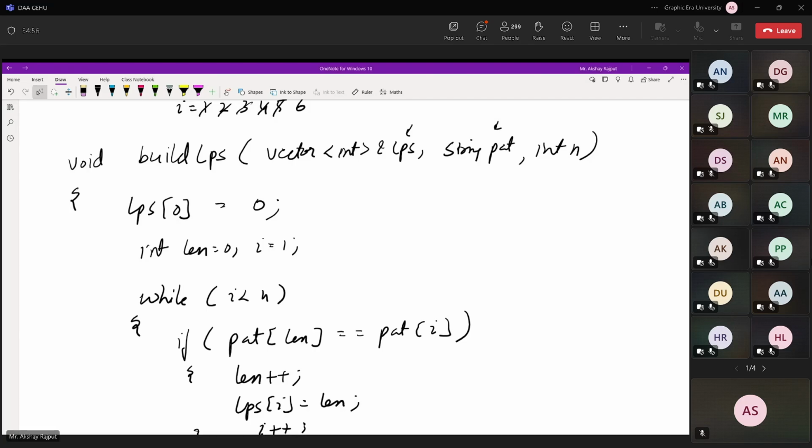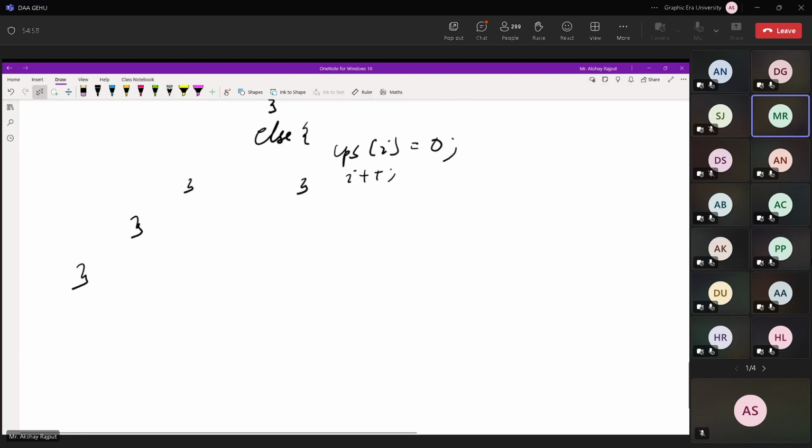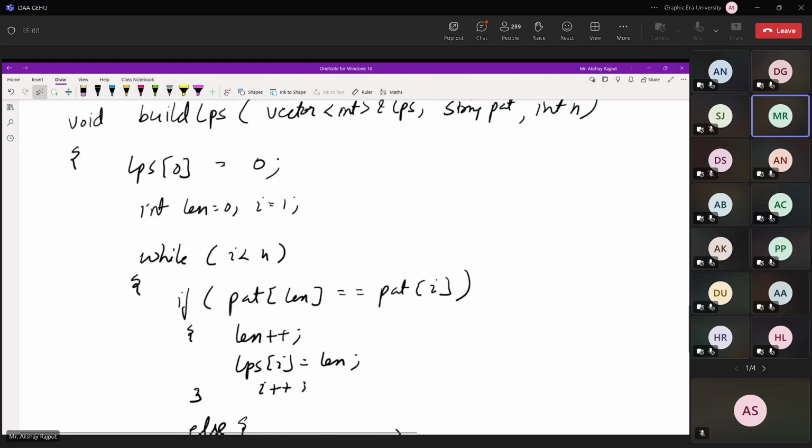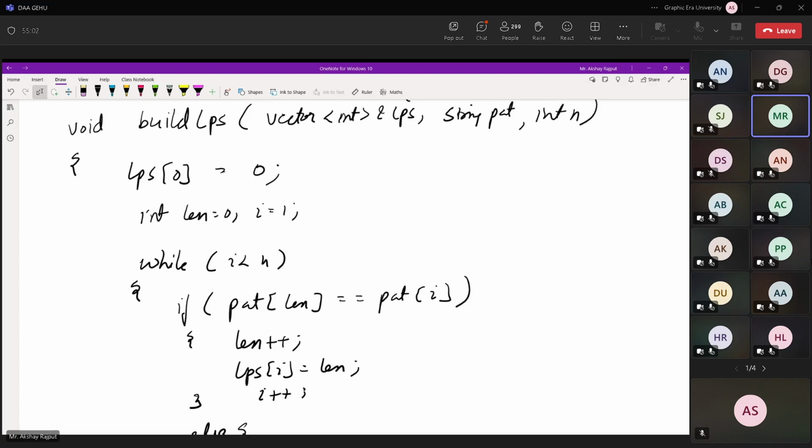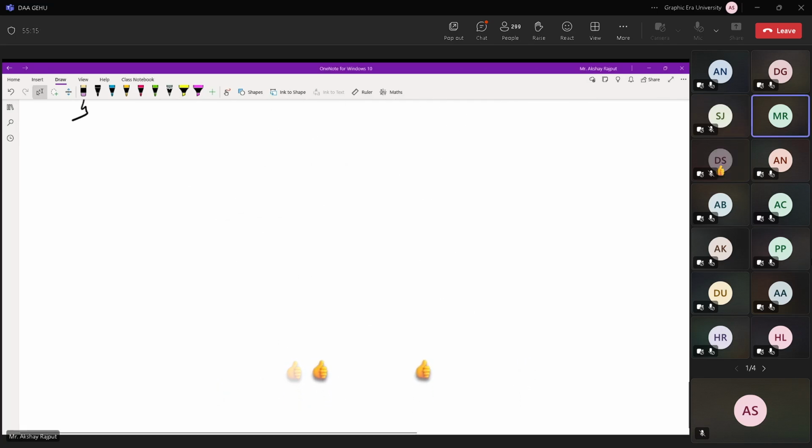So this is basically how this works. So if you have written it, please let me know. Give me a thumbs up. Otherwise, raise your hand and I will give you time to write it. So most of you are giving me a thumbs up, which means that you have written it. So let's write down the whole code for this.